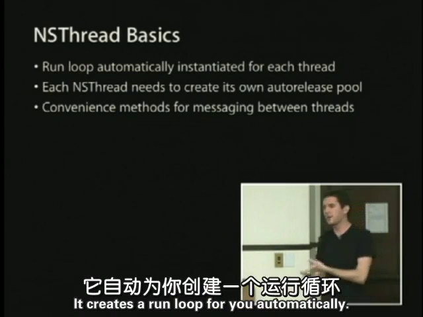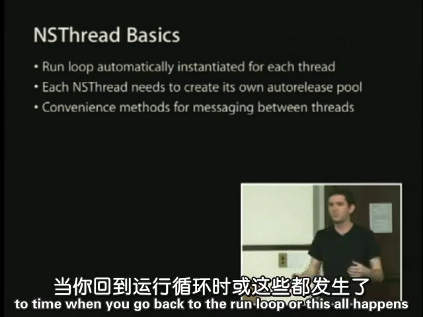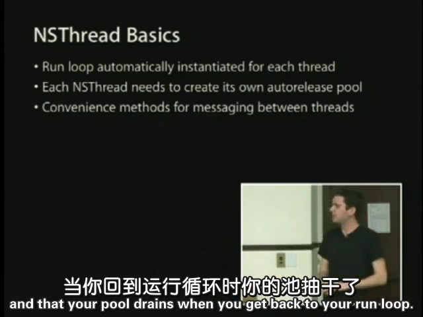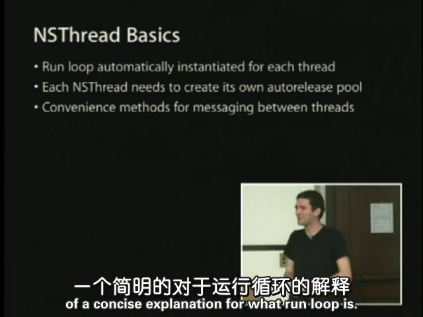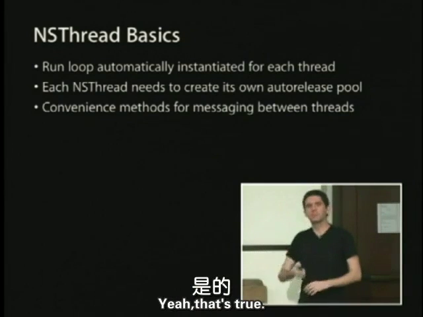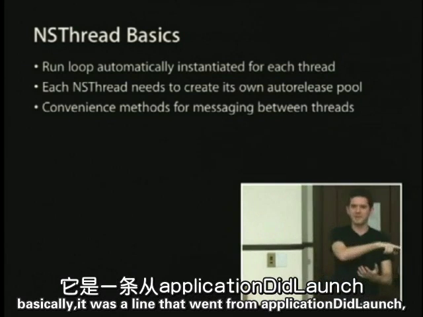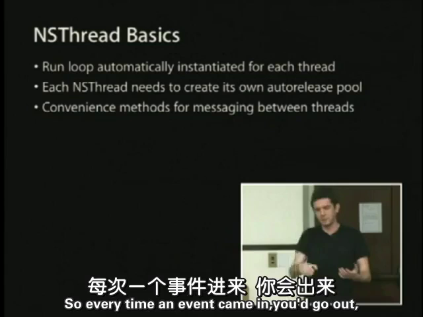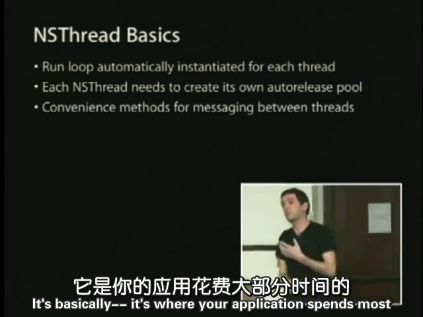It creates a run loop for you automatically. We haven't talked about run loops a whole lot. You may have heard both Al and myself mention from time to time when you go back to the run loop, or this all happens and your pool drains when you get back to your run loop. Basically, I can't actually think of a concise explanation for what a run loop is. This is the application event model that we showed. We showed early on in some of the early slides a model that was a line that went from application did launch back to the run loop, and then it looped in there processing events. So every time an event came in, you'd go out, process that event, and then return back to the run loop. It's where your application spends most of its time.